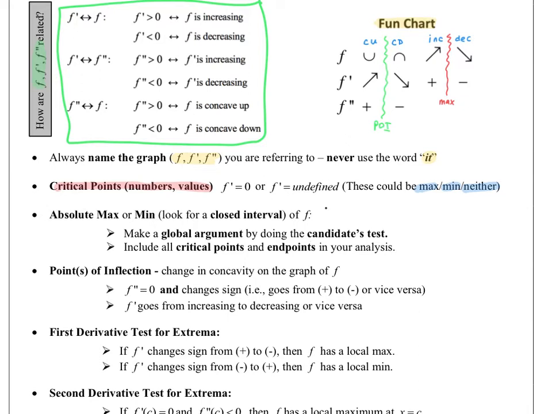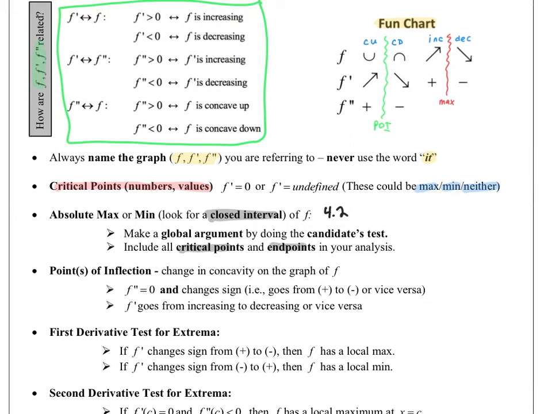We talked about this in section 4.2. The telltale sign that you're being asked to find a max or min is a closed interval. If you have an open interval, there's no way you can find an absolute max or min. Whenever you're asked to do that, you want to use a global argument, and what that means is you're going to consider critical points and endpoints.